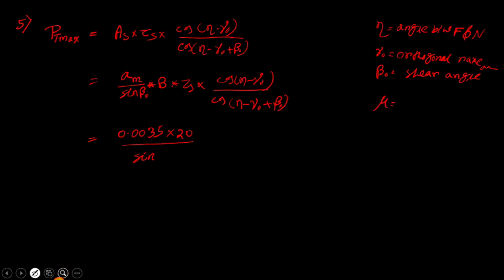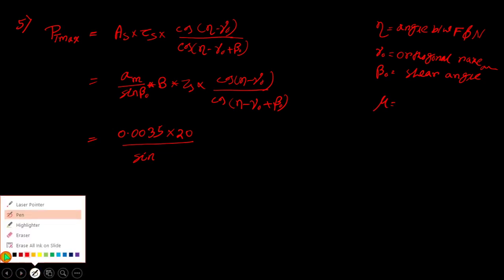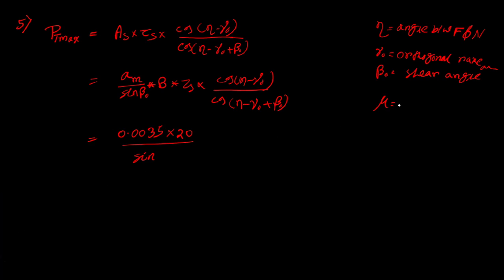The given value mu is 0.5. So we know that tan inverse of mu is my eta. If I find tan inverse of mu, I'm getting around 26.56 degrees. So we have the eta value. Also, in the question it is provided that gamma naught is 10 degrees.